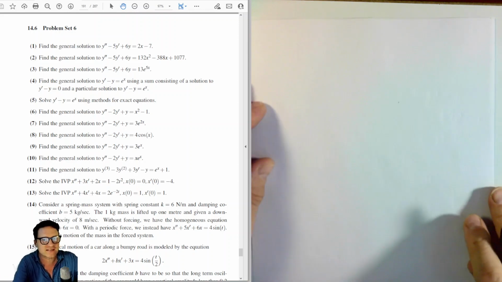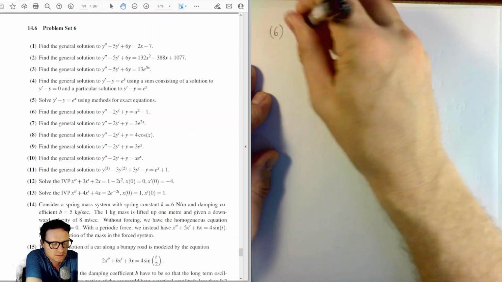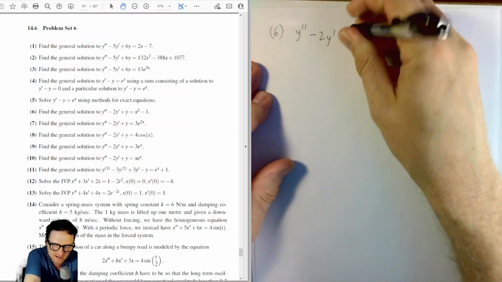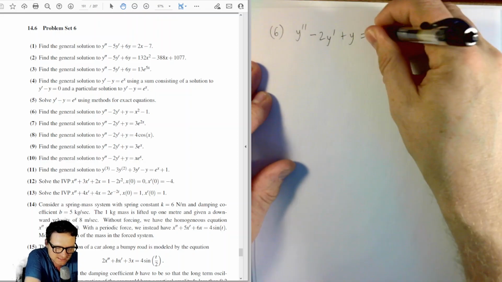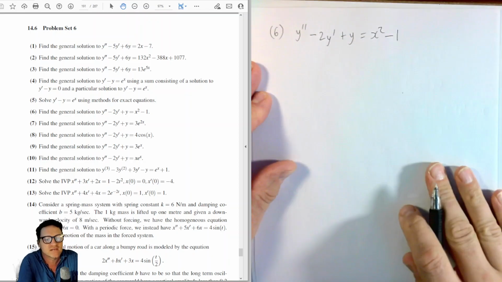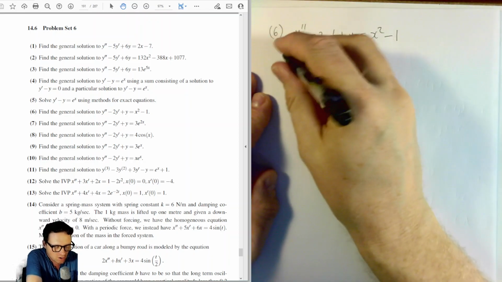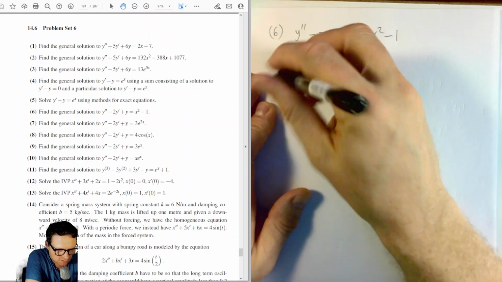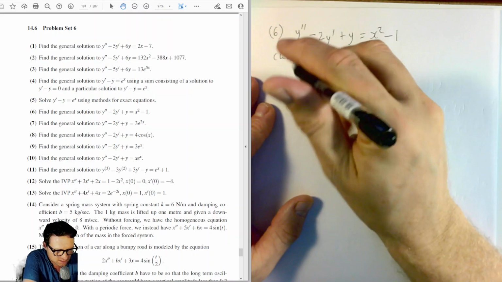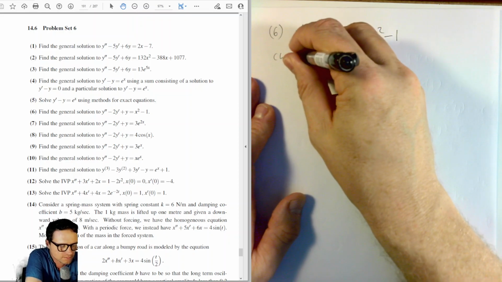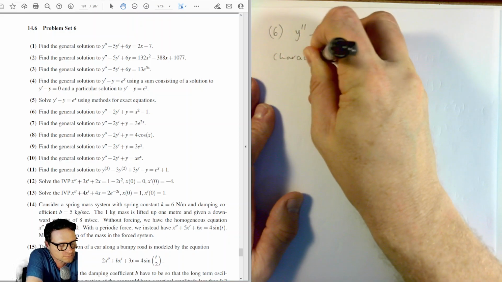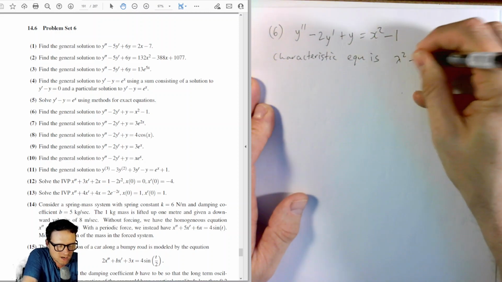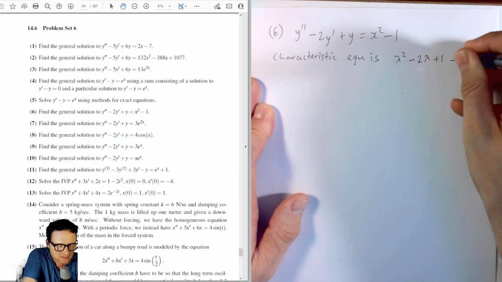So question 6 asks us to find the general solution y double dash minus 2y dash plus y is equal to x squared minus 1. All right, so our characteristic equation, so in other words, we're going to solve the homogeneous solution first. So we've got lambda squared minus 2 lambda plus 1 equals 0.